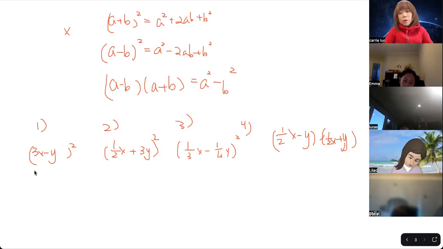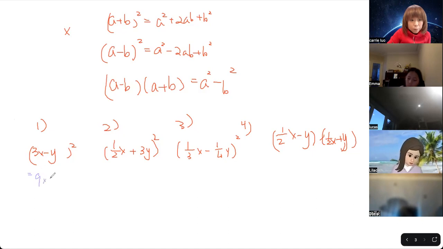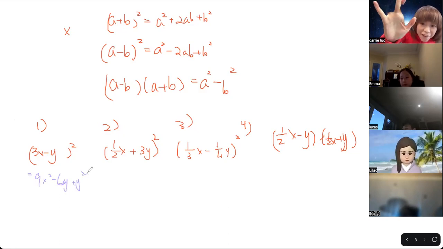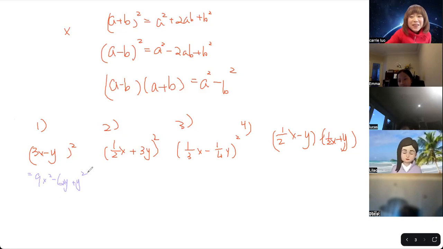Let's take a look at this one. The first one, Lilac, could you please tell me 3x minus y squared equals what? 9x squared minus 6xy plus y squared. Give me 5, Lilac. Good job.